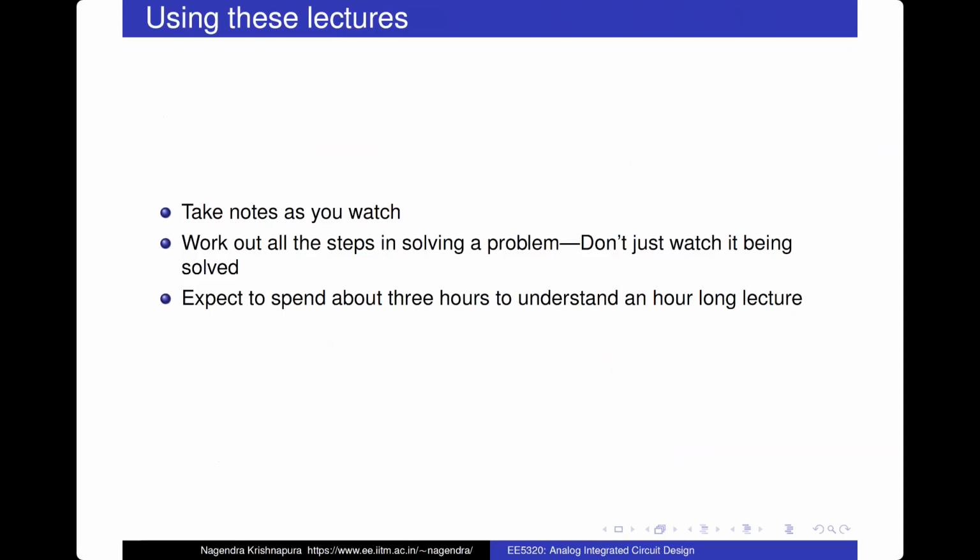And work out all the steps in solving the problem. You can see somebody else's solution, and you probably even understand every step when you see the steps. But the point is, when you have a blank paper in front of you, you have to reproduce those steps. How will you do that? You can do it only if you solve it yourself. And this is a standard formula. You expect to spend maybe 2 additional hours to understand each hour of lecture.